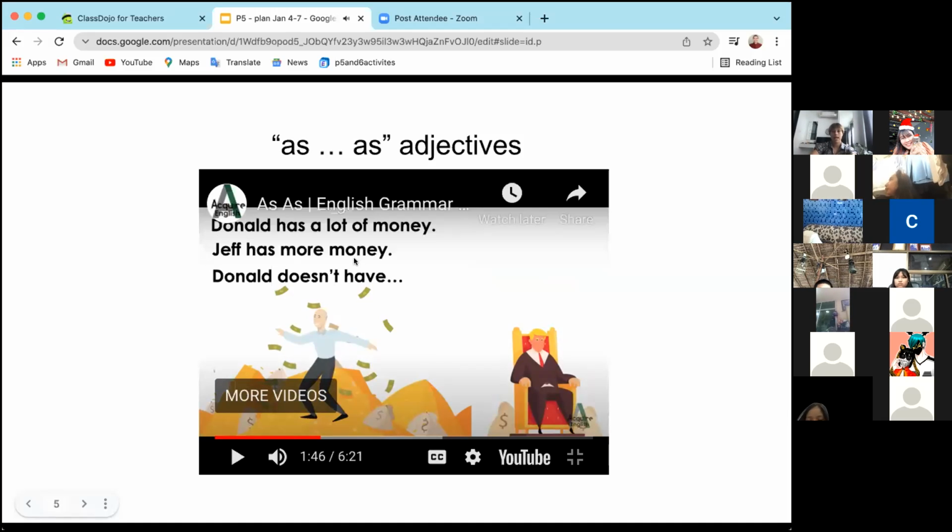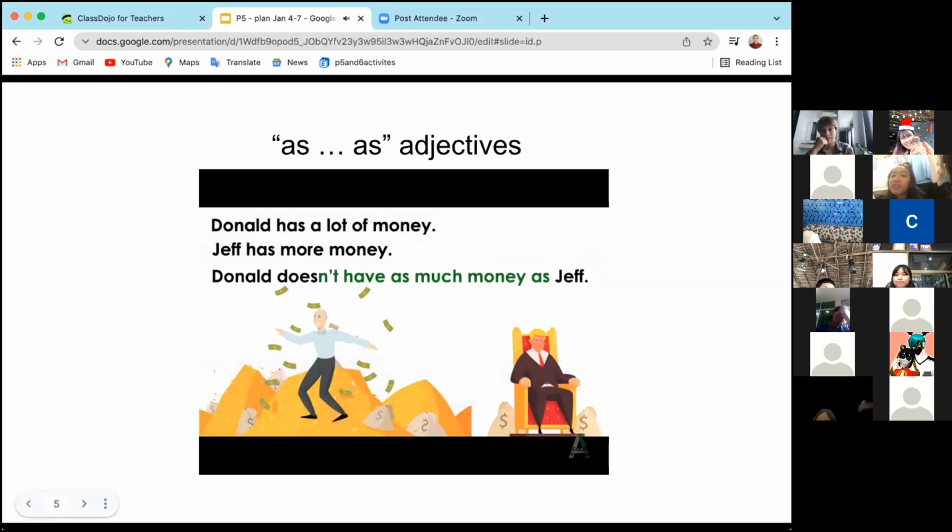Donald doesn't have as much money as Jeff. We say as much money because we're talking about the amount. Donald doesn't have as much money as Jeff.